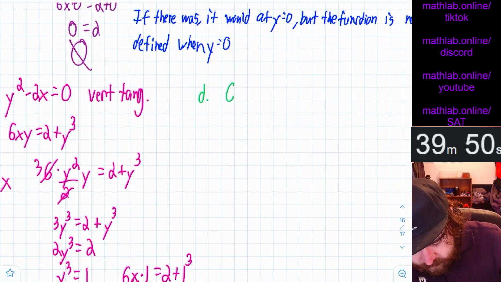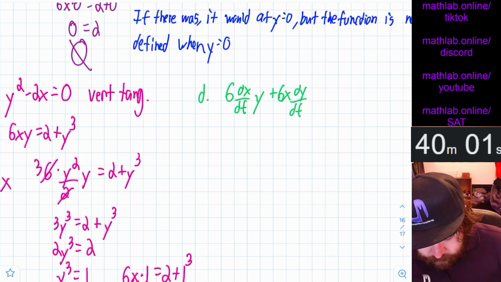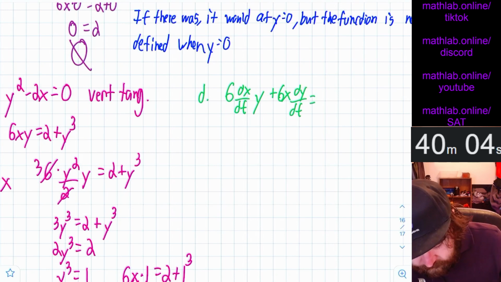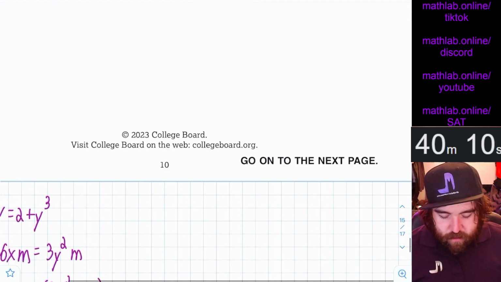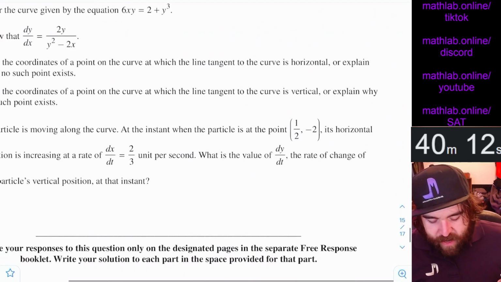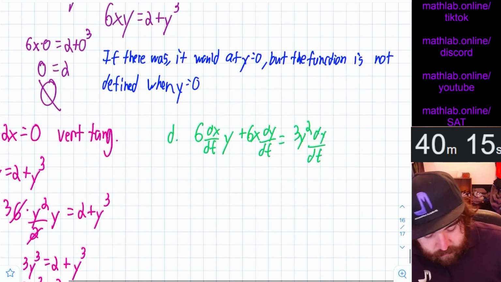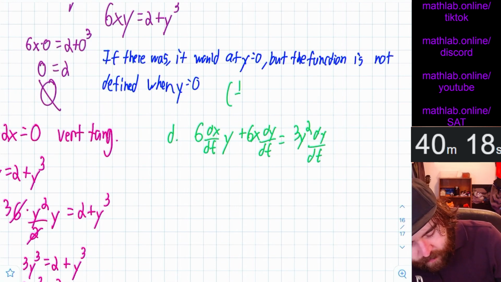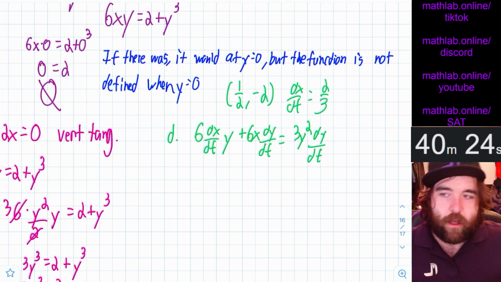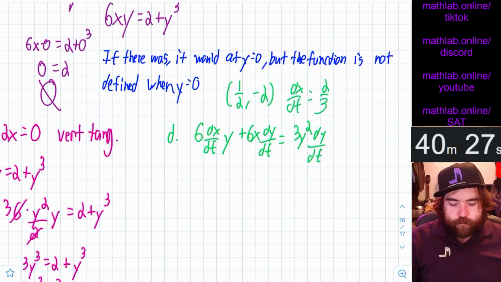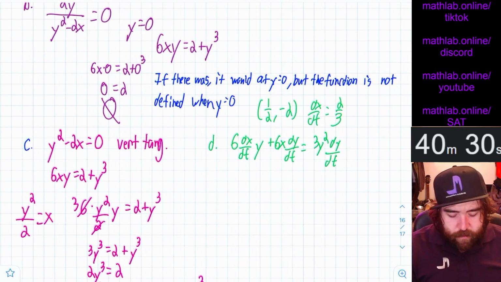So I'm going to go 6 dx/dt y plus 6x dy/dt. It's like what I did before, it's just I'm also doing it with the x's. The 2 still goes away. This is y squared dy/dt. Because then the idea is, what are we talking about? We're talking about (1/2, -2), where dx/dt is 2/3. And they're trying to get us to find dy/dt. So we just have to plug everything in.